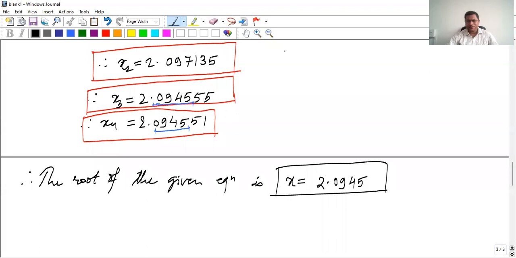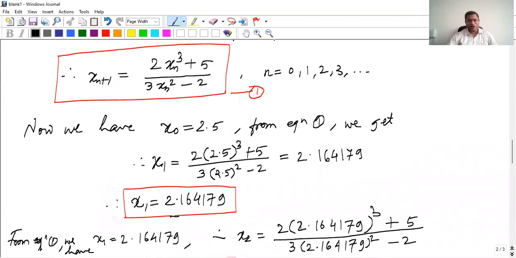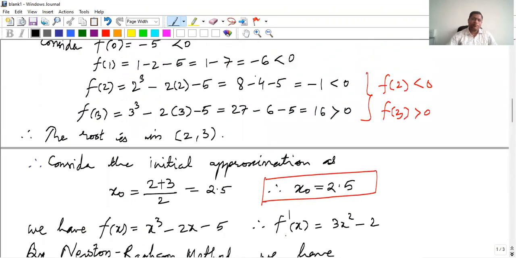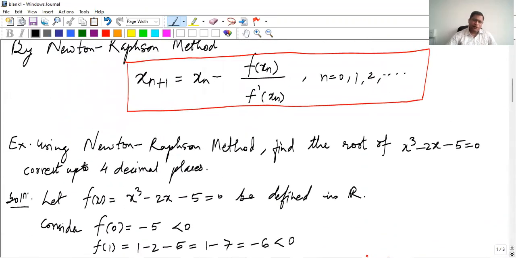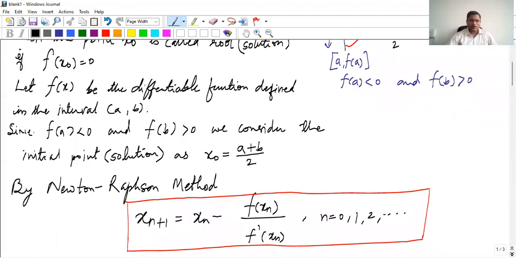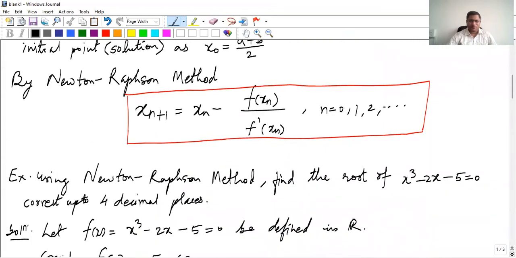Is there any other query? Sir, there will be 3 roots, right? Because it is a 3-degree polynomial. Yes, 3-degree equation, surely we'll have 3 roots. Correct. As I said, it is an n-degree polynomial, so we'll have n roots. But here we are looking for the real root. That's why I said this will be in R. This is defined in R.